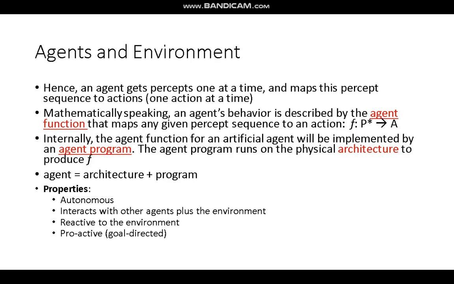Hence, an agent gets percepts one at a time, and maps this percept sequence to actions, one action at a time. Mathematically speaking, an agent's behavior is described by the agent function that maps any given percept sequence to an action, f: P* → A. Internally, the agent function for an artificial agent will be implemented by an agent program. The agent program runs on the physical architecture to produce f. Agent = architecture + program.